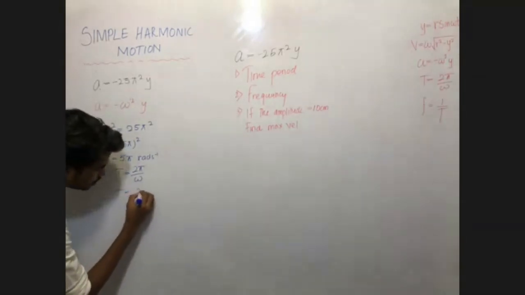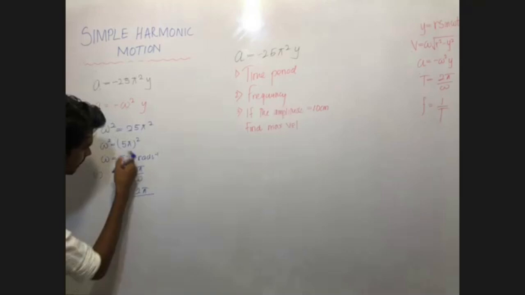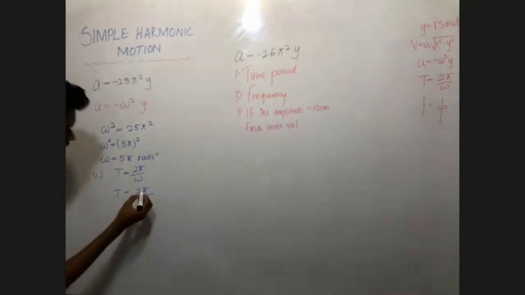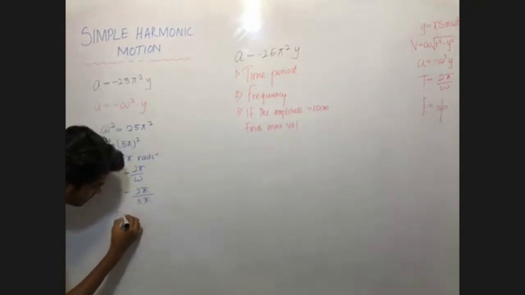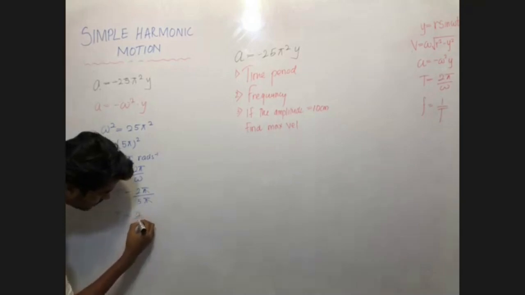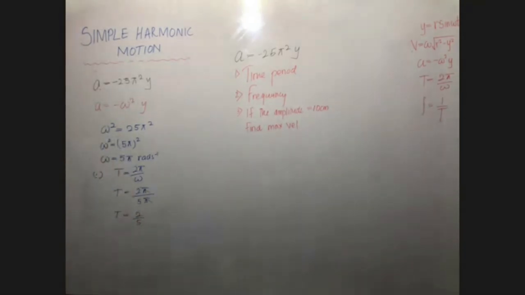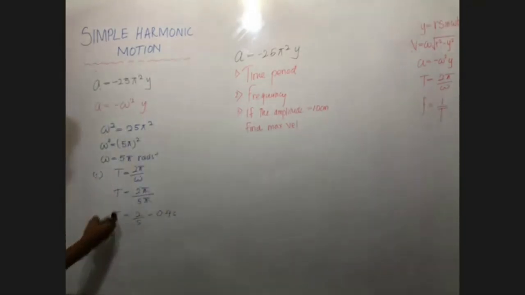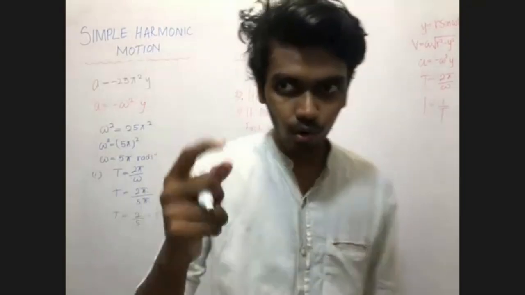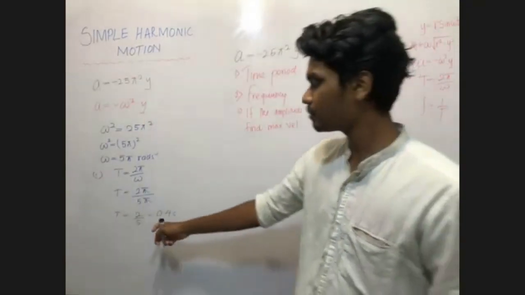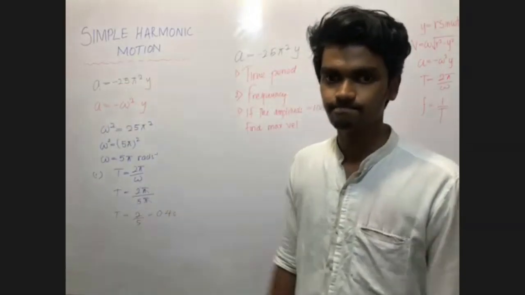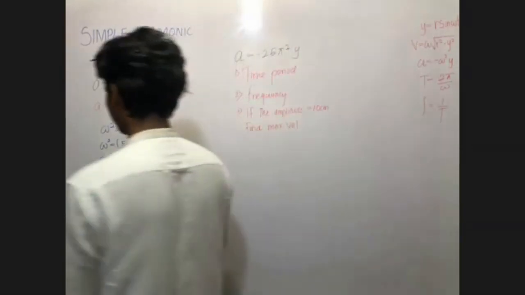T is equal to 2π over ω. Omega is what? π over 5. So this cancels. T is equal to 2 divided by 5, right? So this is going to give us what? Something around 0.4 seconds. The time period, the time taken to complete one whole oscillation, is 0.4 seconds. Just by looking at this, we got this. Right. I guess that's clear.